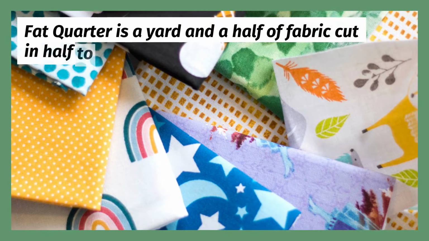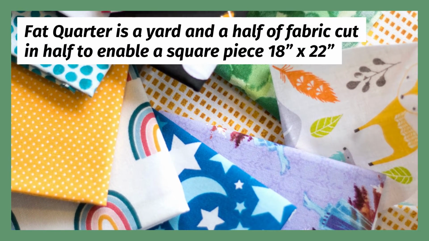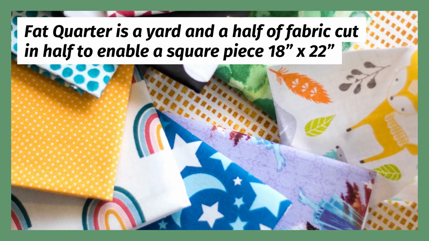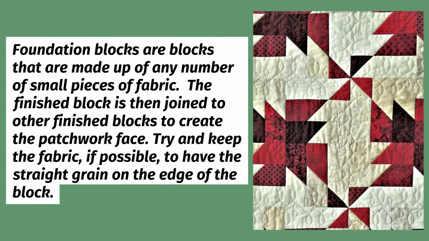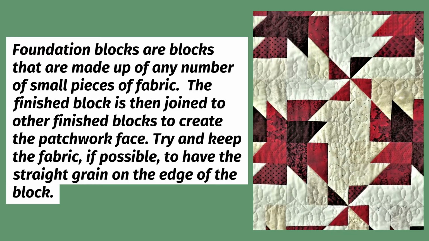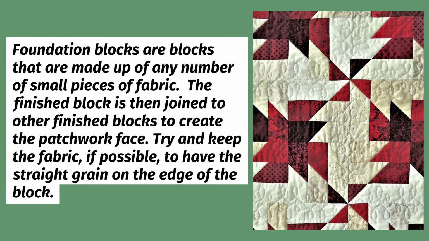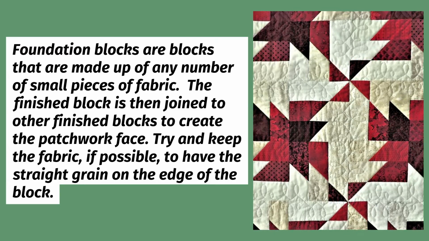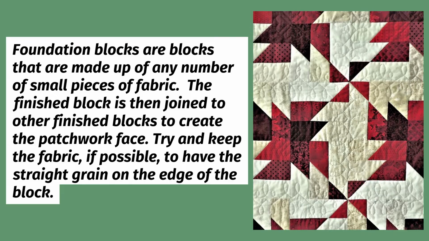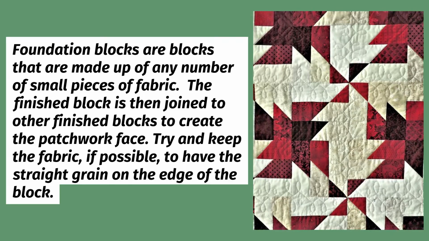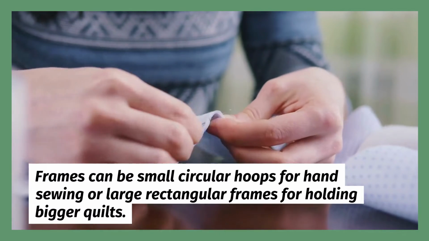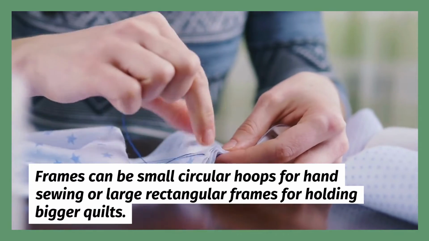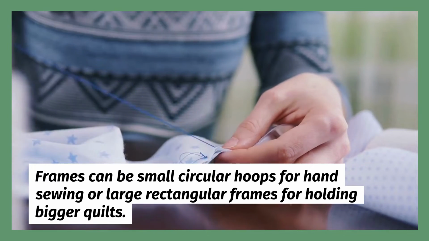Fat quarter is a yard and a half of fabric cut in half to enable a square piece 18 inches by 22 inches. Foundation blocks are blocks that are made up of any number of small pieces of fabric. The finished block is then joined to other finished blocks to create the patchwork face. Try and keep the fabric, if possible, to have the straight grain on the edge of the block. Frames can be small circular hoops for hand sewing or large rectangular frames for holding bigger quilts.